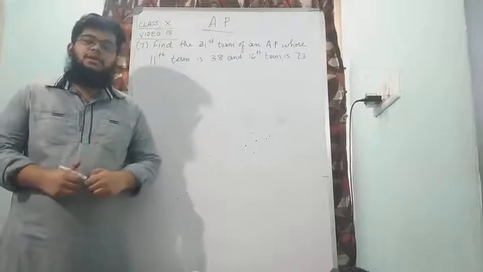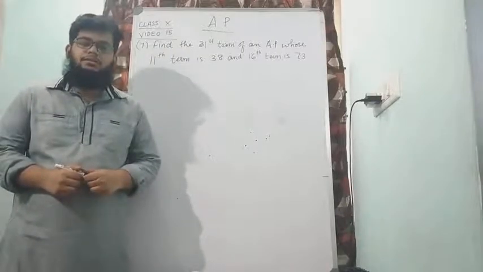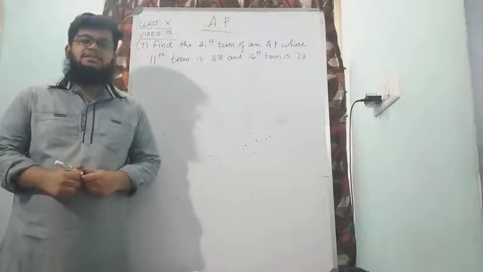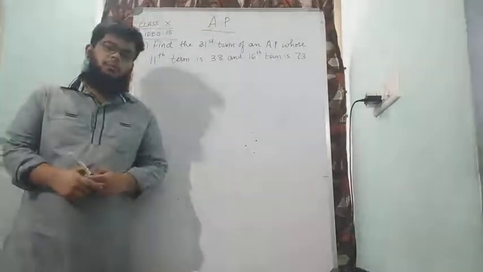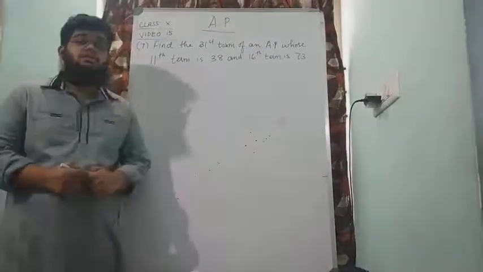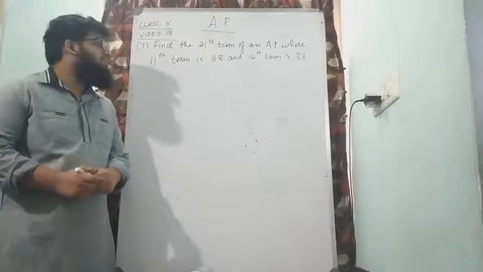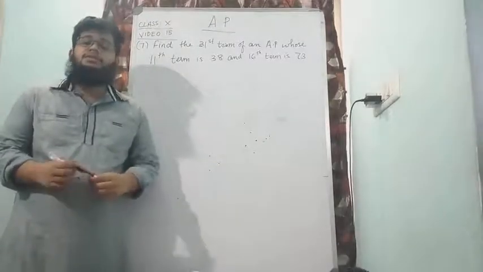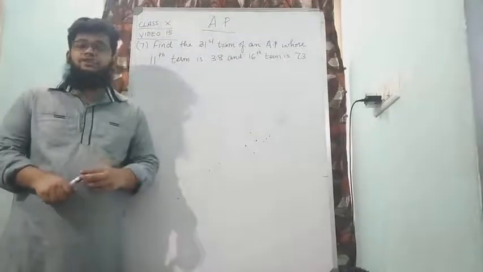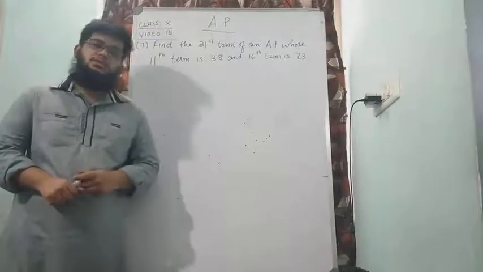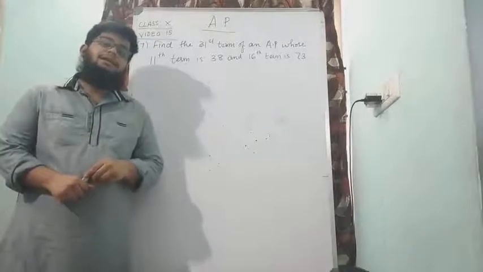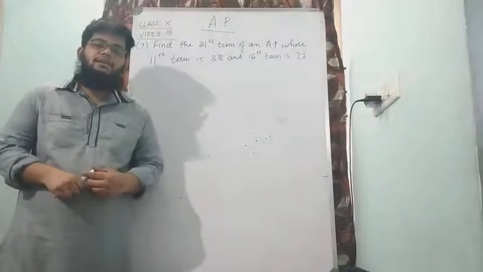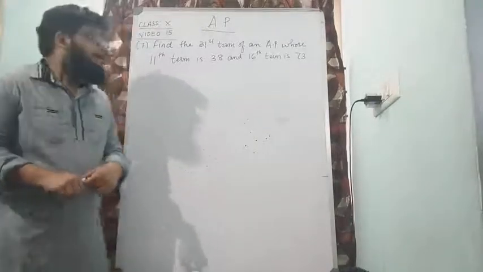In today's class we'll continue with the problems that we had started in the last class in the same exercise. The question here on the board is: find the 31st term of an AP whose 11th term is 38 and 16th term is 73. These kinds of questions are very important from an examination point of view as well. So please concentrate and try to understand. Let me know if there are any doubts so that I can explain it to you in a much easier way.